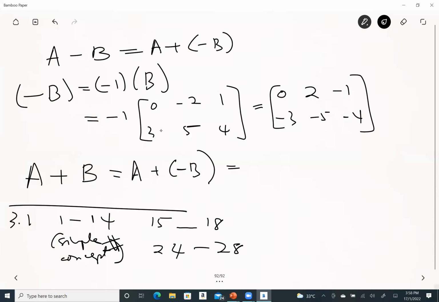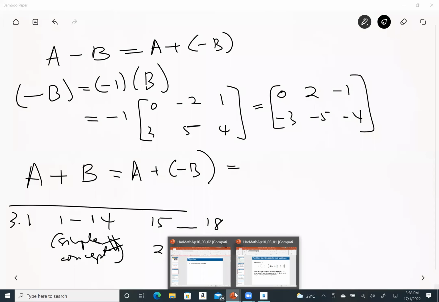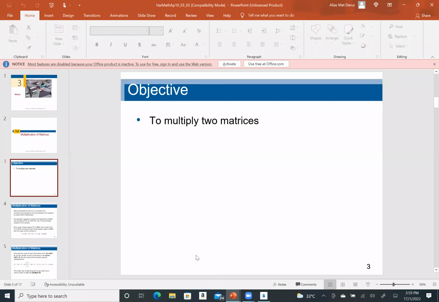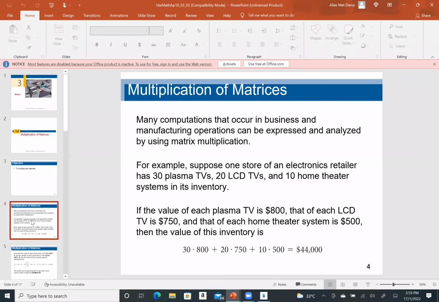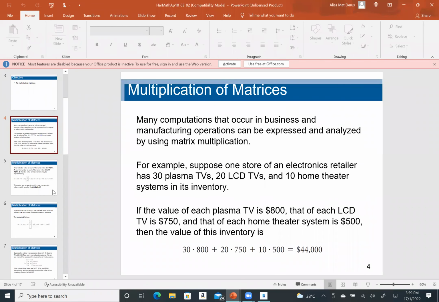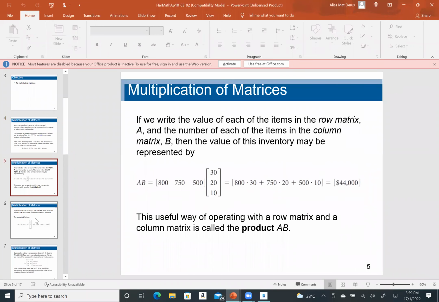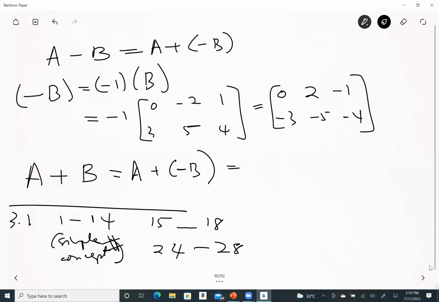Okay, now we go to 3.2. Okay, 3.2 is multiplication of matrices. So multiplication where we multiply two matrices. Here, multiplication. Multiply two matrices. Now, how do you multiply matrices? Okay, this is the rule. Okay, rule number 1.